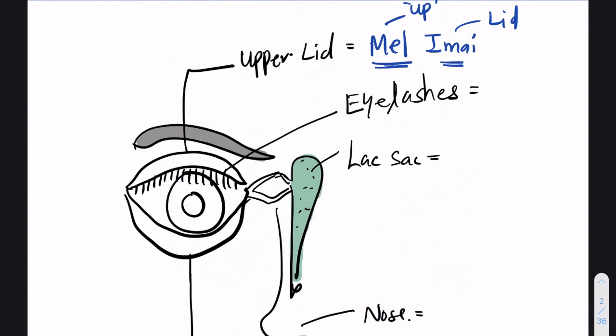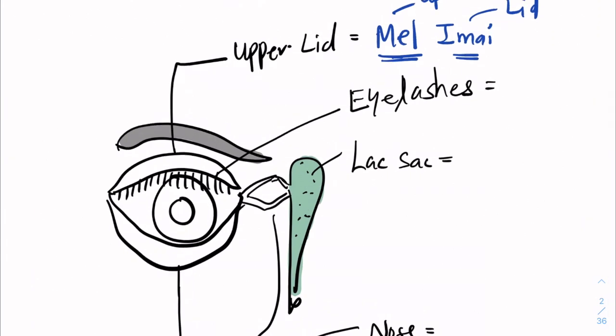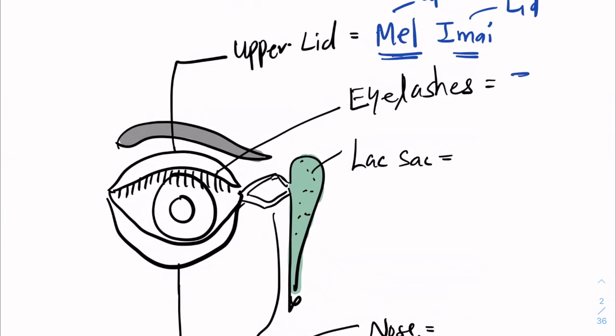Now coming to the eyelashes, you can call it imai mudi. Imai means lid, mudi means hair. So imai mudi means the hair on the eyelids, also called the eyelashes.